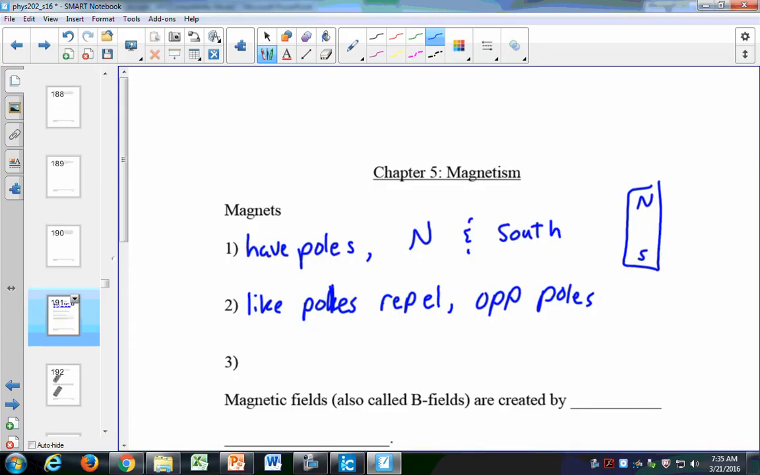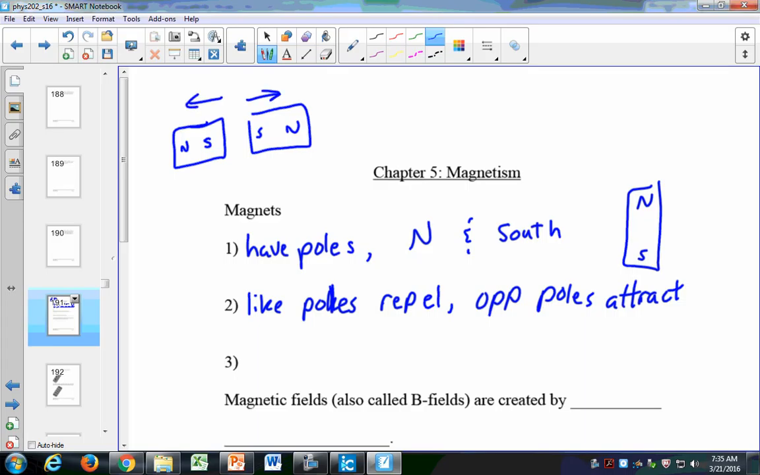Okay, so opposite poles attract. That means if I take 2 magnets, north, south, south, north, like this, these 2 magnets are going to feel a force that is opposite. And likewise, if I have opposite poles, where I have, say, a north and a south, they're going to attract towards one another.